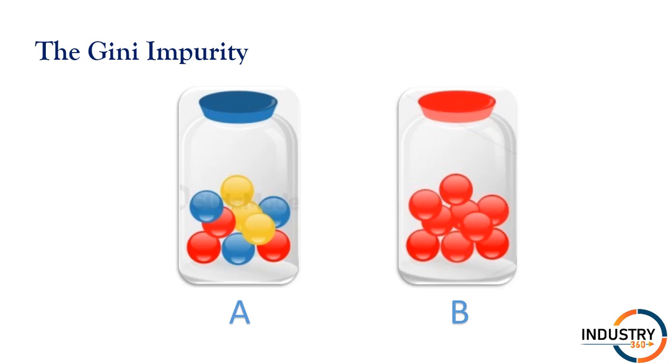As it's a probability value, the Gini impurity value is going to vary between 0 and 1. Now in jar B, there is no probability of picking anything except a red ball. It's a pure jar. Therefore, its Gini impurity is 0. Let us look at how the calculations are done.